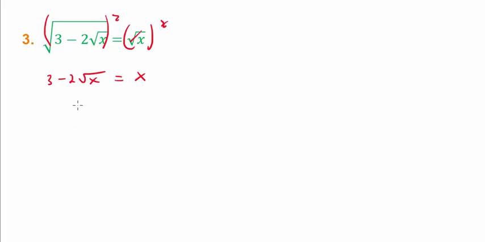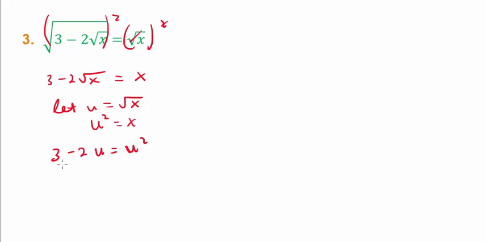Now believe it or not, this is actually quadratic form. So what I'm going to do is let u equal square root of x, which means that if you square u and square the square root of x, u squared is equal to just simply x. So I will have 3 minus 2 times u is equal to u squared. And again, I have quadratic form.